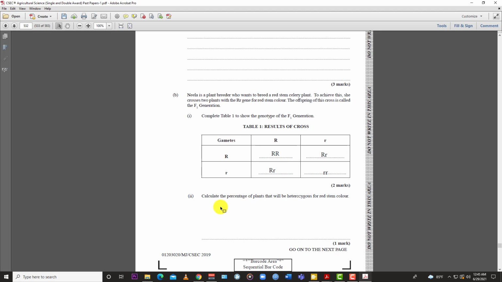Now, let's calculate the percent of plants that will be heterozygous for red stem color. Heterozygous means that you have two different alleles. They're different. So either you have the bigger or the smaller. That's how they are different. And so you have to realize that these two homozygous ones, they're the same. R and R, the same. R and R, the same. Big, big, small, small. They're the same. So those two are out.